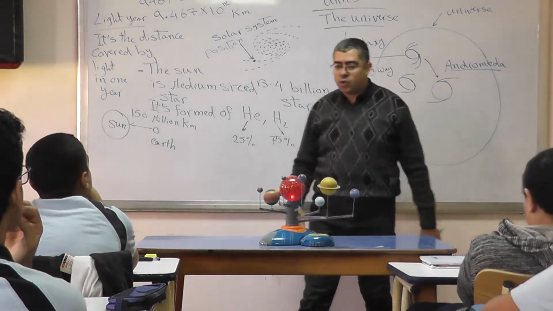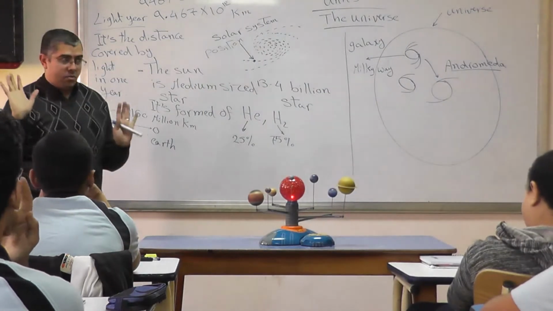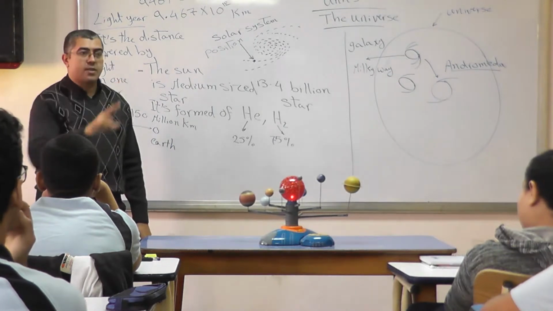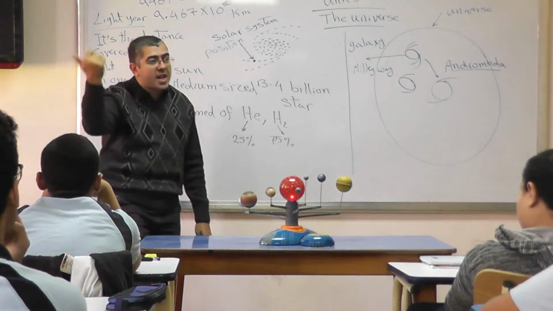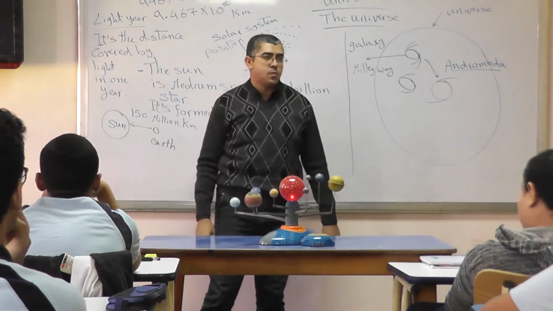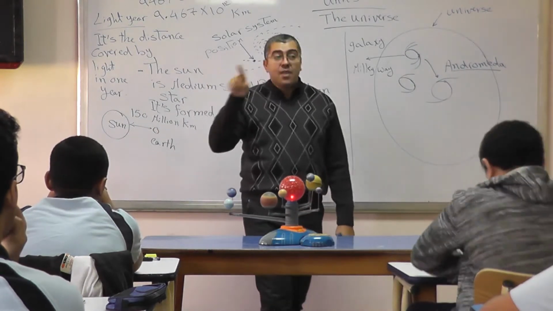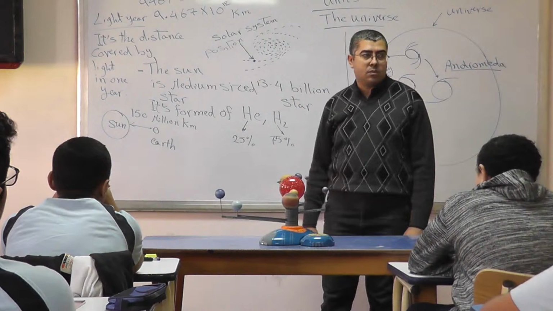For information, how many moons does Earth have? One. And how many moons for Mars? 2. Excellent. And how many moons are found in Mercury and Venus? Nothing, 0. So these two planets, Mercury and Venus, the first two, have no moons.